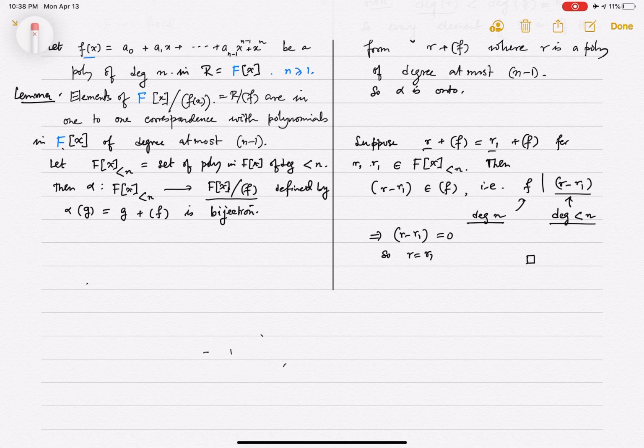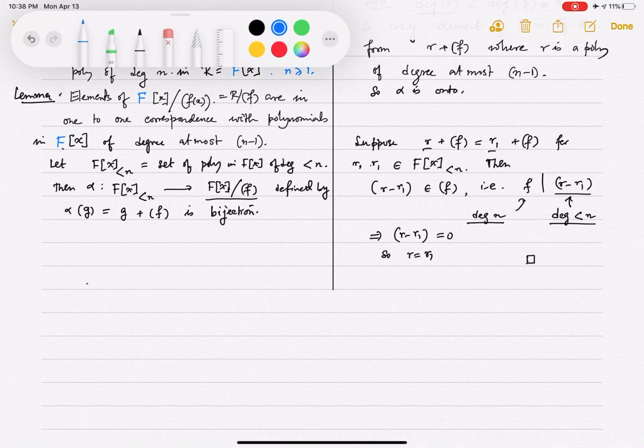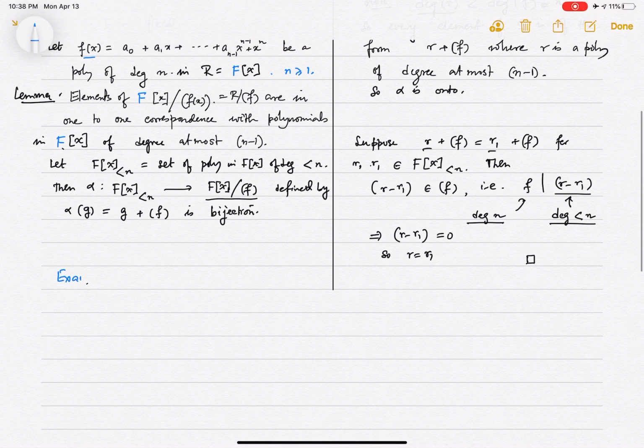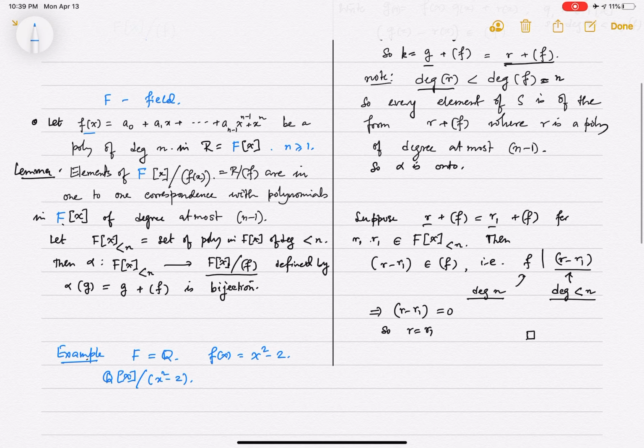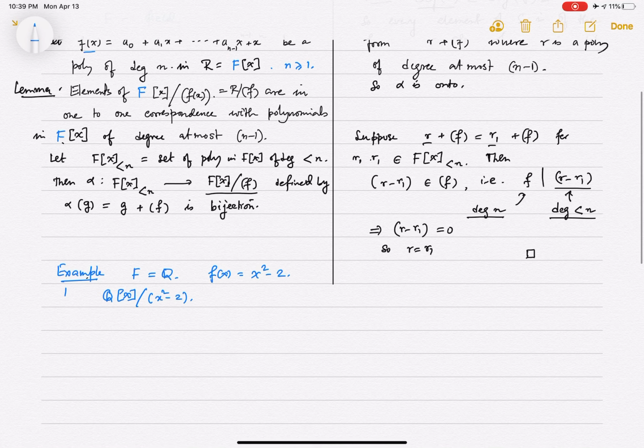Let me do one example of this to make this concrete. Let's take f equals q. So I look at Q[x], and let's look at this polynomial x squared minus 2. So we look at Q[x] mod this polynomial. That's my quotient ring, what I'm calling S here. Let's call it K or something.